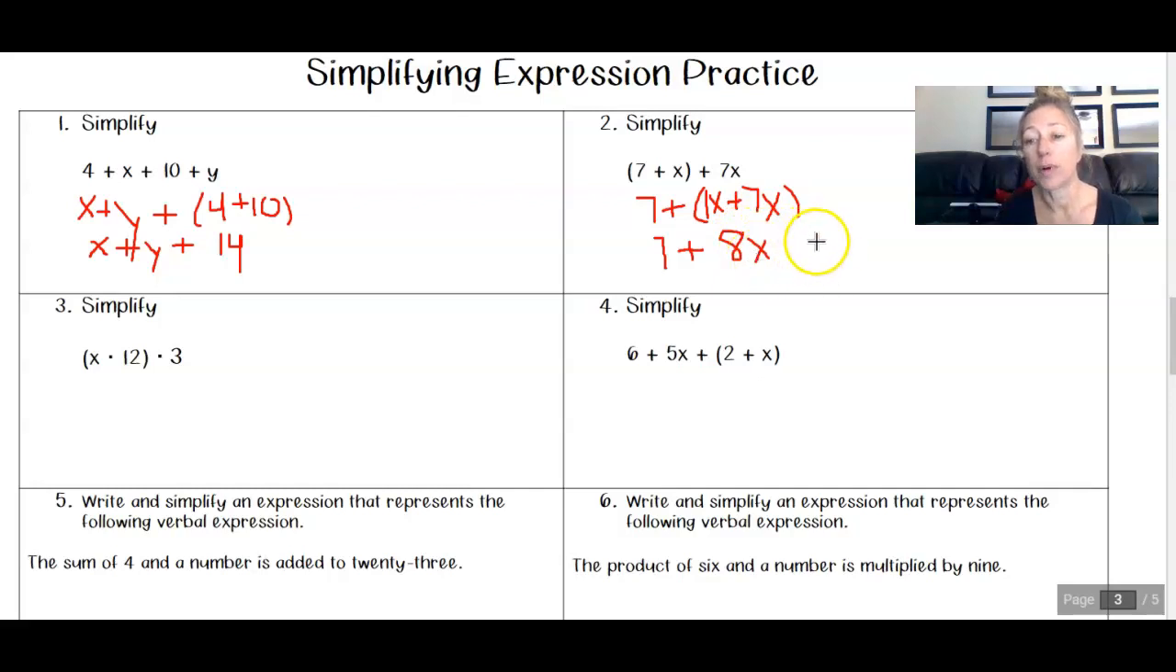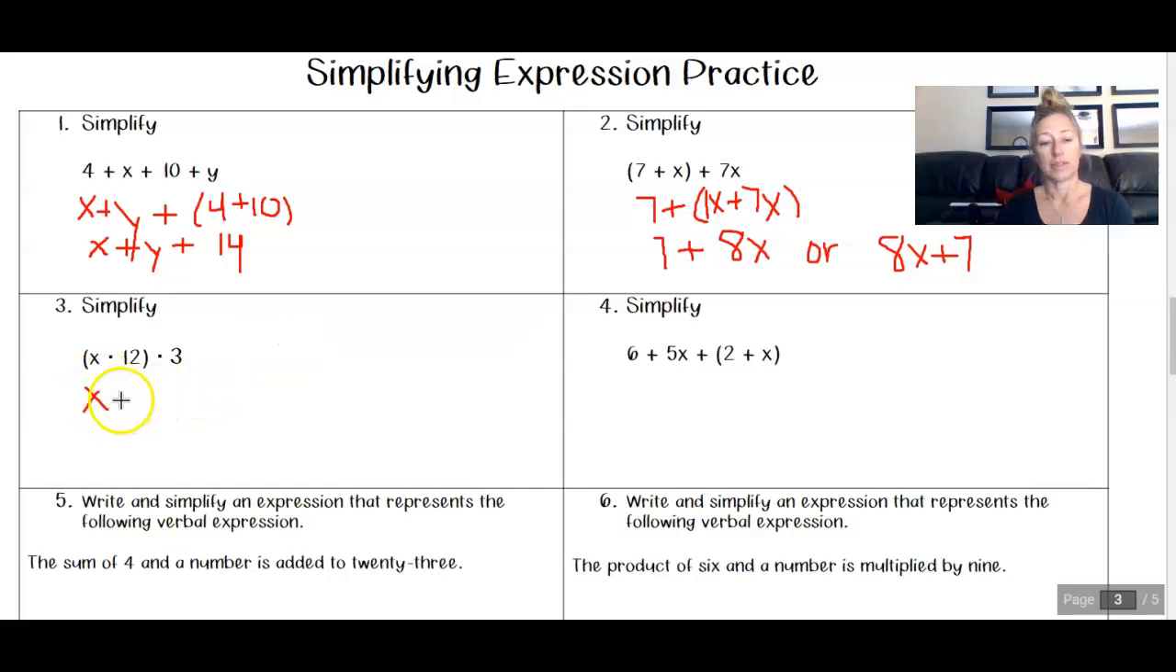Remember, the commutative property says I can add these in any order. So I'm going to reverse it also so you can see they both work. 8x plus 7. Oops, I hope that you can tell it's a 7. Back down here, number 3. Pause the video, try it on your own first, and then check with me.